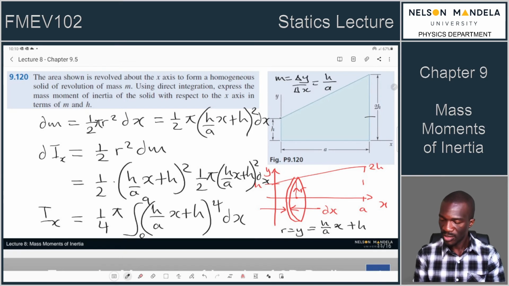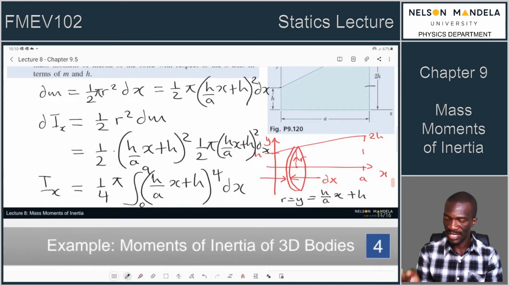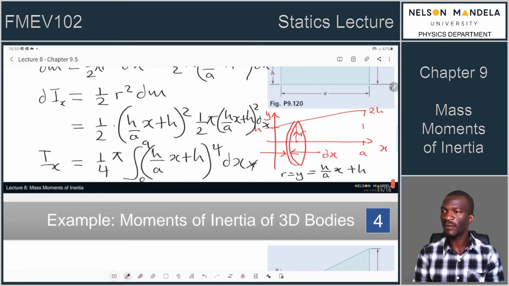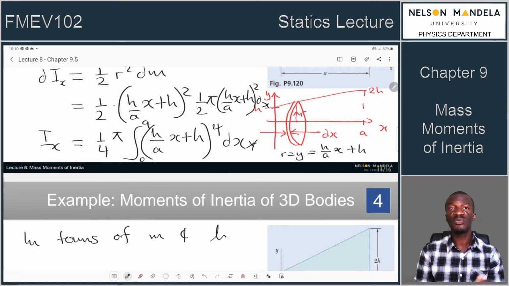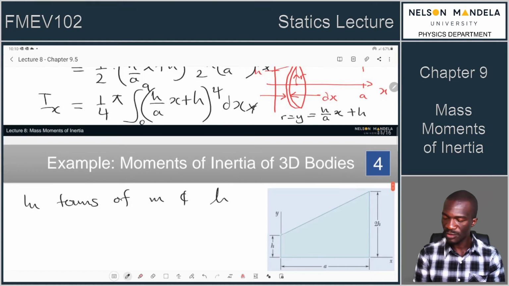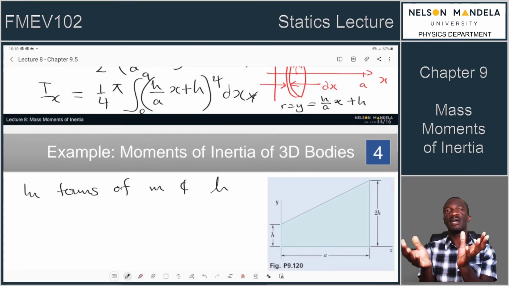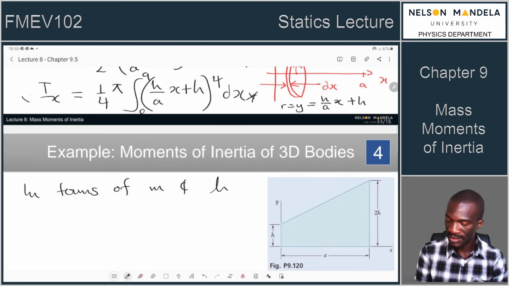So there you have your mass moment. So when you now have this, you need to then find the mass, because we want to write it in terms of m and h, right? So this one you can integrate away and have fun. So in terms of m and h, it means we need to find m. So how can we get m? So that when we have the expression for m, we factor it out of this whole integration result.